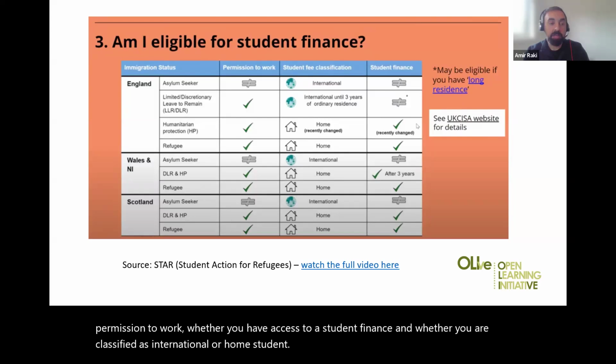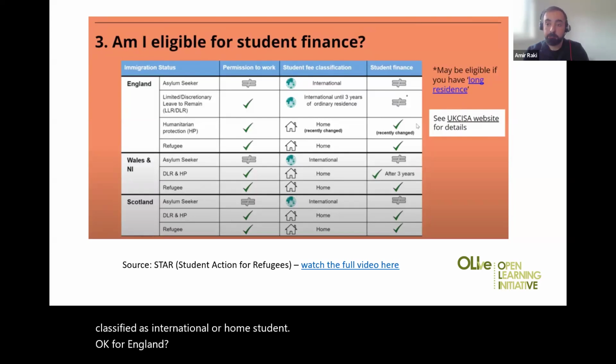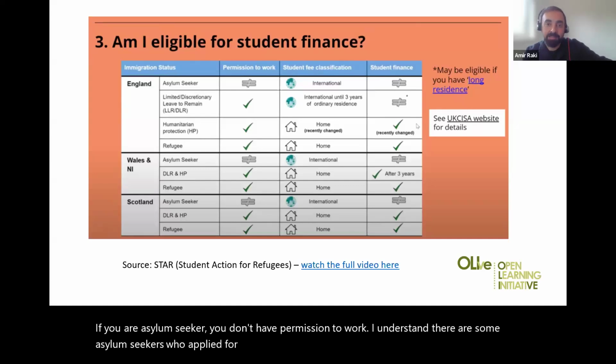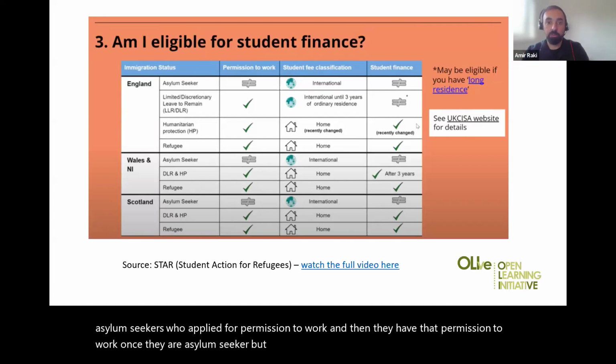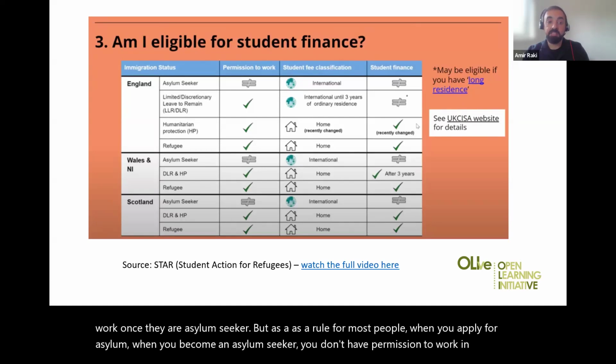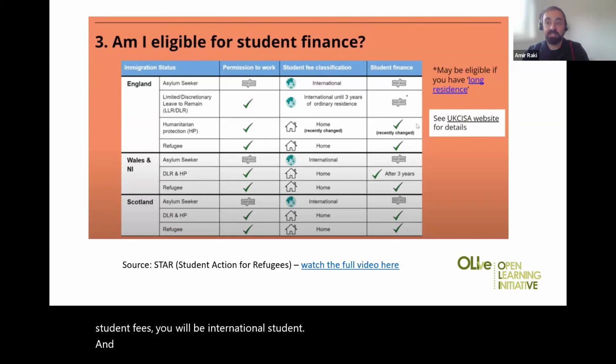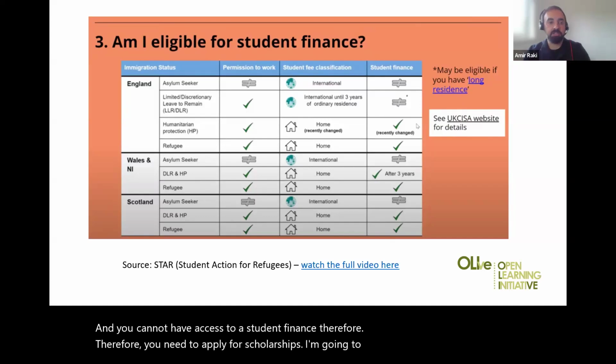Okay, for England, if you are an asylum seeker, you don't have permission to work. I understand there are some asylum seekers who applied for permission to work, and then they have that permission. But as a rule, for most people, when you apply for asylum, when you become an asylum seeker, you don't have permission to work. In terms of student fees, you will be an international student, and you cannot have access to student finance. Therefore, you need to apply for scholarships. I'm going to explain scholarships later after this slide.